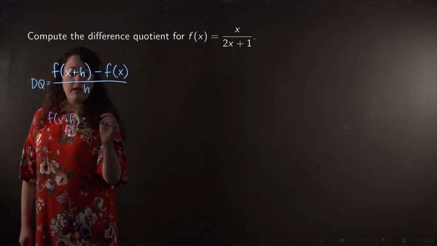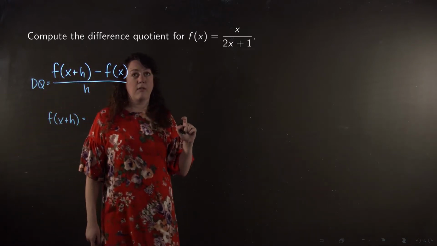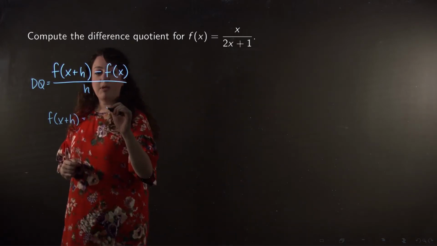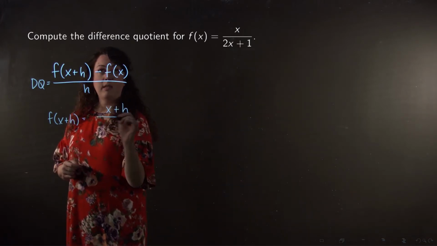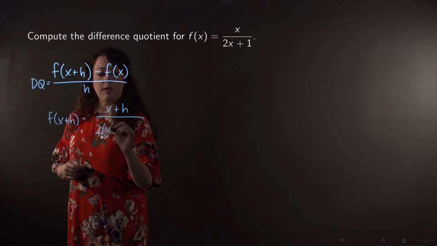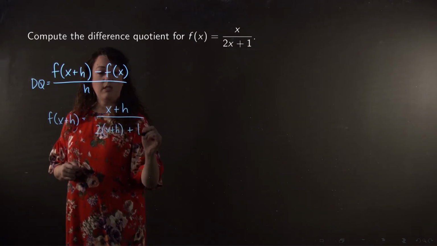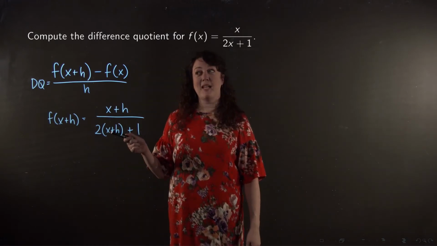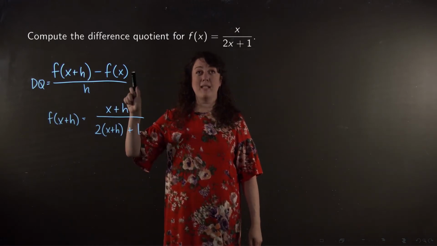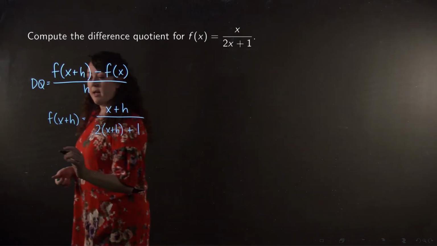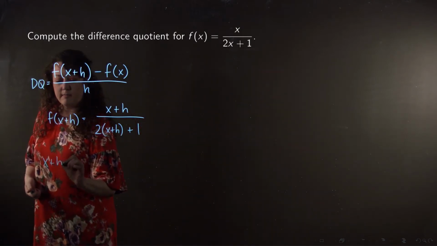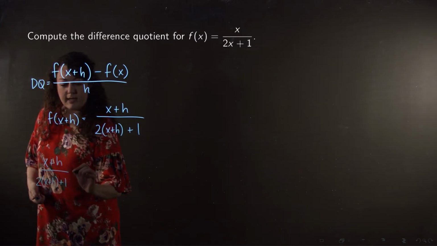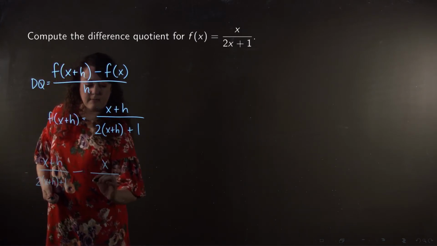All right, so everywhere in our current rational function, we need to replace the x's with x plus h's. So I'm going to put an x plus h up top. I have an x in the denominator as well, so I'm going to replace it with an x plus h. And then the 1 is just floating over there by itself. Okay, we have f of x plus h. Now we need to take f of x plus h minus f of x. So we're going to take what we have, and we're going to subtract our original function.